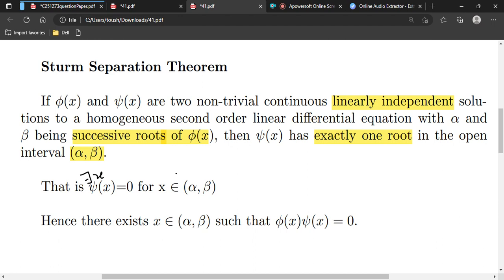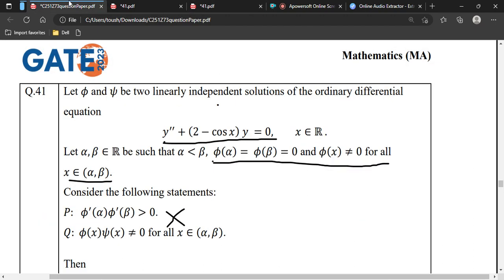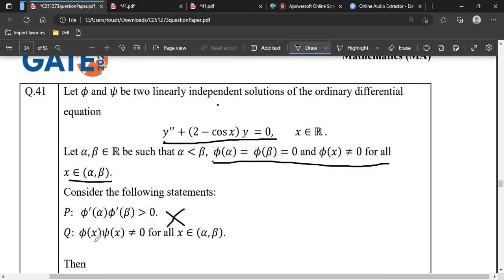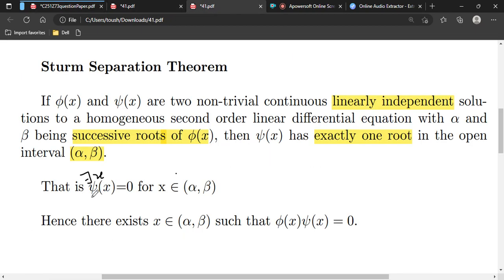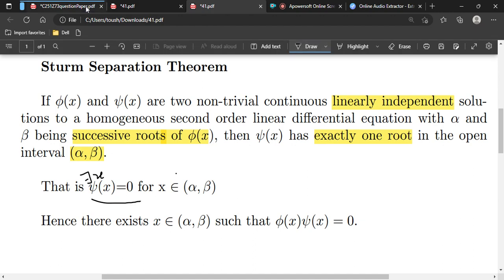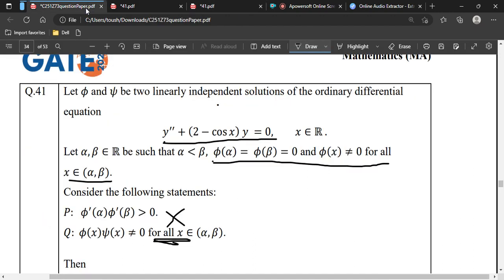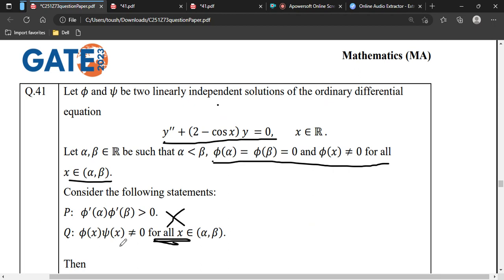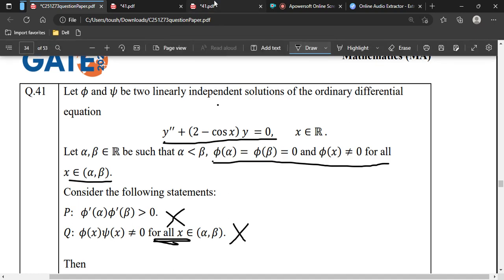Since phi(alpha) and phi(beta) are 0, there will exist an x such that psi(x) is 0. But option Q is saying that phi(x) into psi(x) will be non-zero for all x. But we are getting an x where psi(x) is 0. So if we take that x, then psi(x) will be 0, and then psi(x) into phi(x) will obviously be 0. So from there also this option Q is wrong.